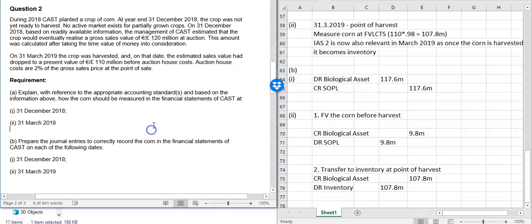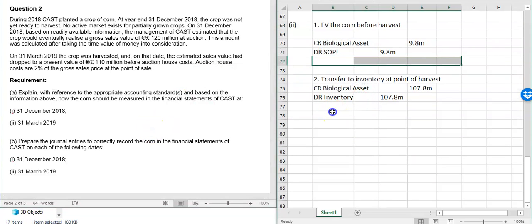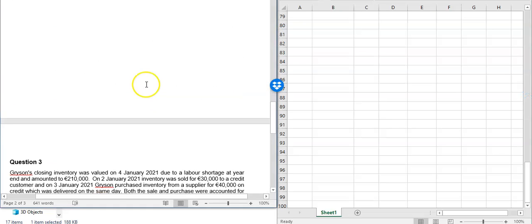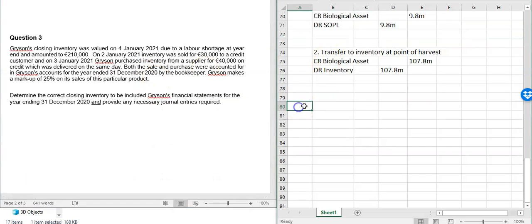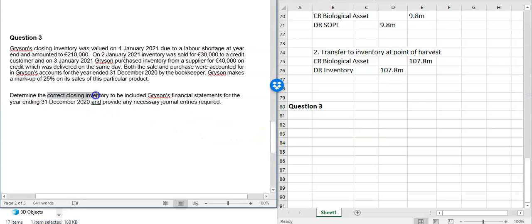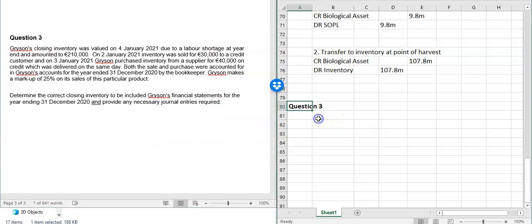Okay. And the last question we have today in this particular standard, our tutorial, is just a small question on IAS 2 inventories. So have a read through it again, pause it and see can you make an attempt at it. We're asked 2 things here. Determine the correct closing inventory to be included at the end of 2020 for Gryson and provide the necessary journal entries. So make sure you give both requirements.